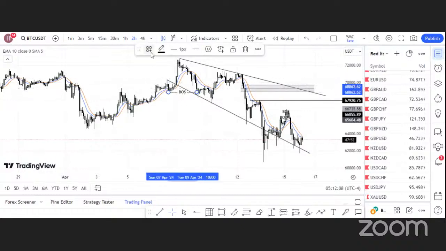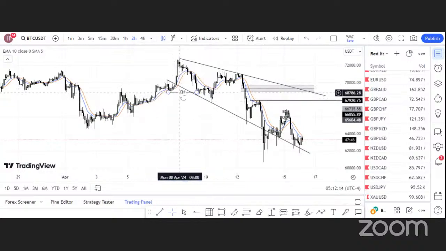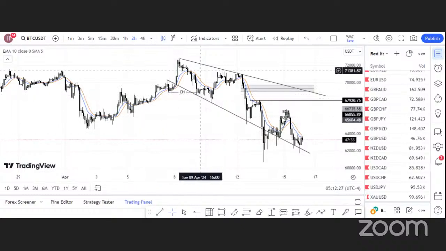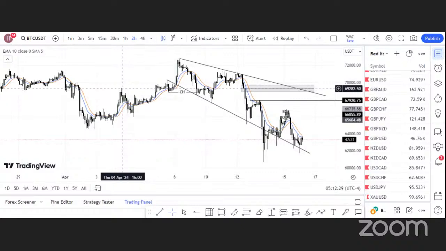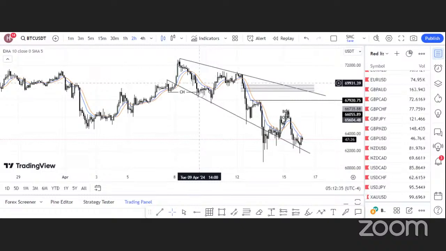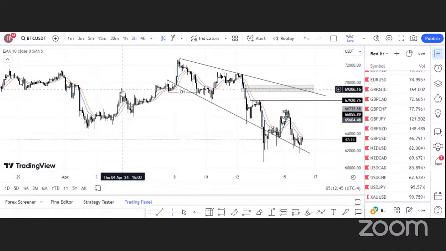Let me rename this so we don't get confused. So this is not a break of structure. This is the change of character. It's a change of character because it violated the market movement. As you can see, the market was initially on the uptrend, but when it got to this area, what happened? Even though it broke the structure, yes, it's a structural break, but the structural break here is different from the one that had happened previously.